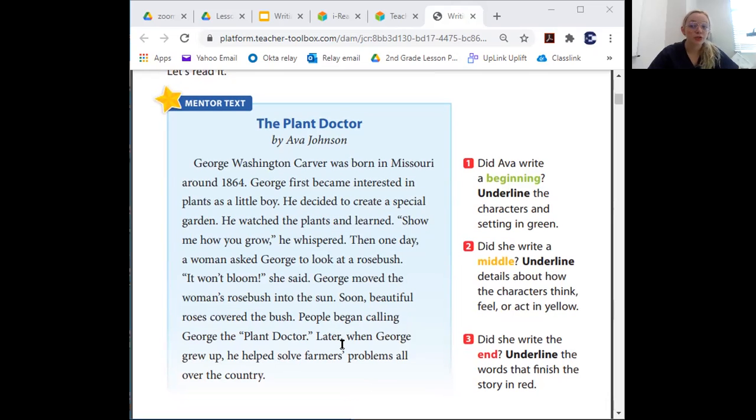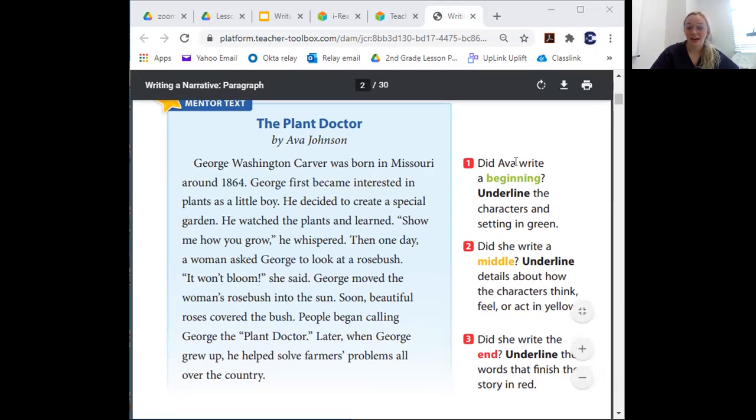All right, so we just read in our writer state of mind. So let's look at these on the side and we'll go back through and underline parts of the beginning, the middle, and the end. Starting with the beginning. Number 1, did Ava write a beginning? Underline the characters and setting in green.